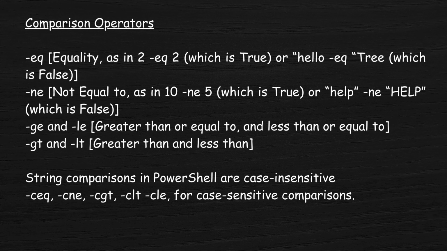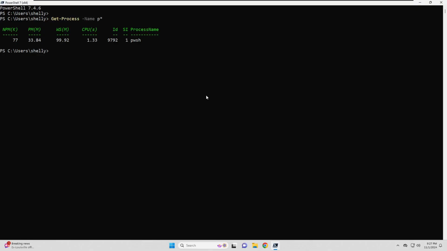which is false. -ge and -le, greater than or equal to and less than or equal to, and last -gt and -lt, greater than and less than. And from the above examples, we are clear that string comparisons are not case sensitive in PowerShell, so you can use -ceq, -cne, -cgt, -clt, -cge, -cle for case sensitive comparisons. Let's look at some examples in the shell with the following operators.